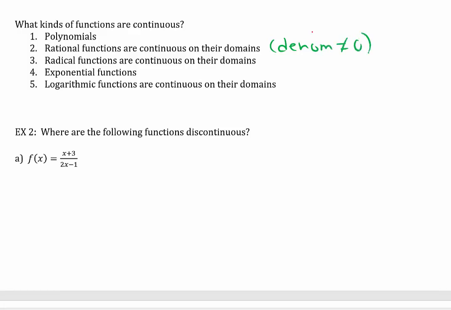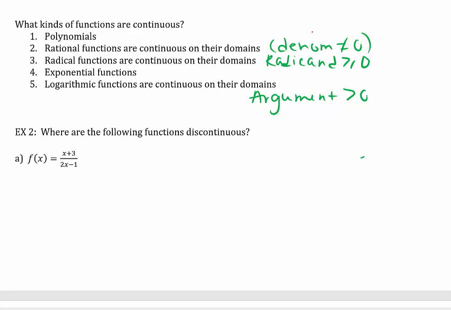Radical functions are continuous on their domains. For radical functions, we said the thing inside the square root, or the radicand, has to be bigger than or equal to 0. Exponential functions are continuous everywhere, and logarithmic functions are continuous on their domains. And for logarithms, we said that the thing inside the logarithm, I'm going to call it the argument, has to be bigger than 0. So basically, all of the functions we work with are continuous on their domains.